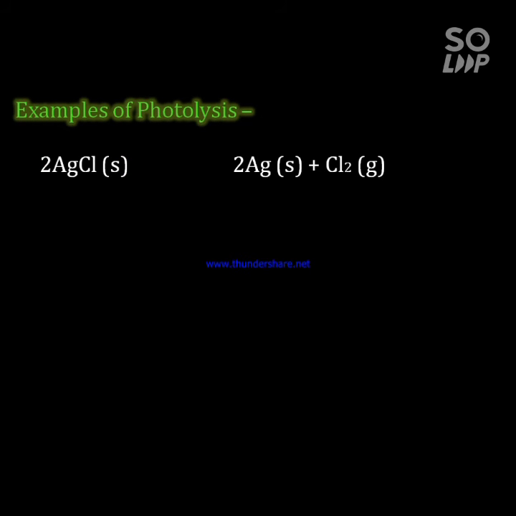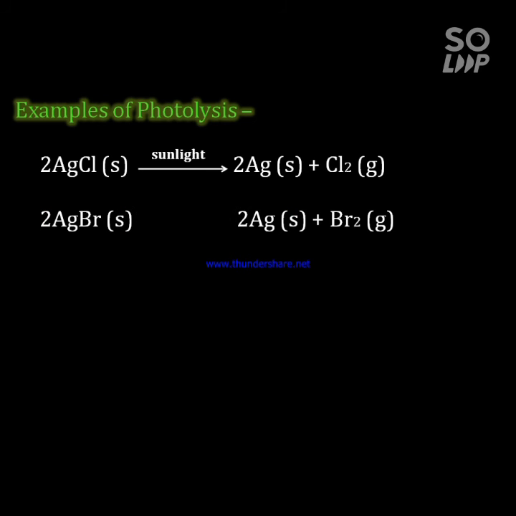Now let us see the examples where light is used to break down any compound. Here we have taken silver chloride, which breaks down into silver and chlorine gas when it is exposed to sunlight. Another example contains silver bromide, which breaks down into silver and bromine gas when exposed to sunlight. Similarly, another silver compound, silver iodide, when exposed to sunlight breaks down into silver and iodine.